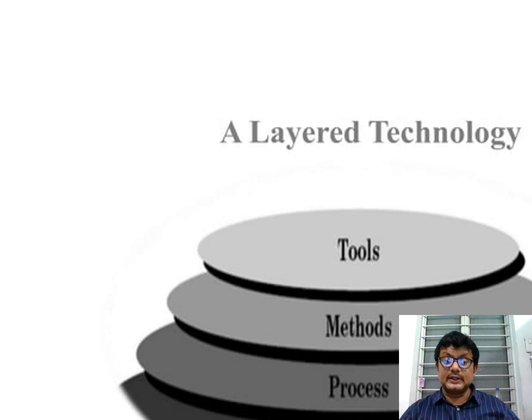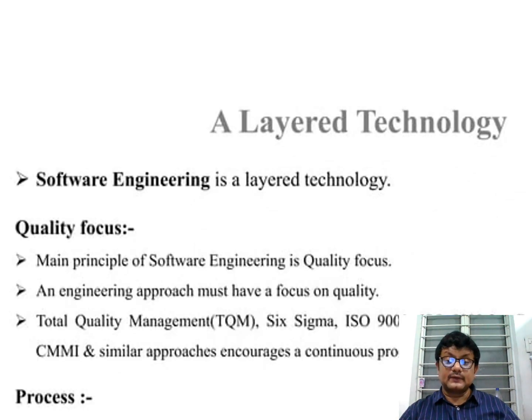You can see the layered technology. We have different layers: tools, methods, process and quality. Whatever software engineering we are going to consider, it is a layered technology. Quality focus: the main focus should be on quality. The main principle of software engineering is quality focus. An engineering approach must have a focus on quality. Total quality management, TQM, Six Sigma, ISO 9001:2015, or CMMI and similar approaches encourage a continuous process improvement culture.